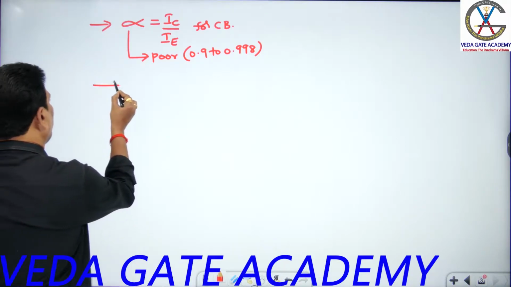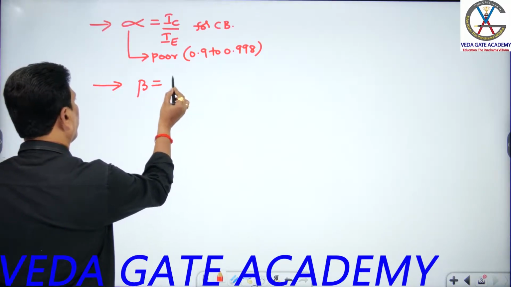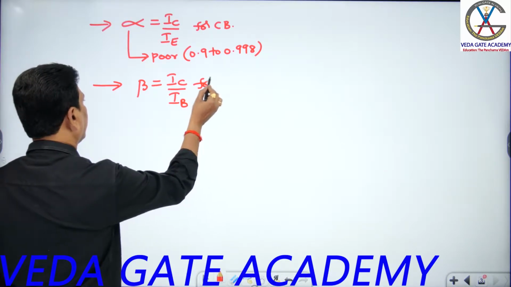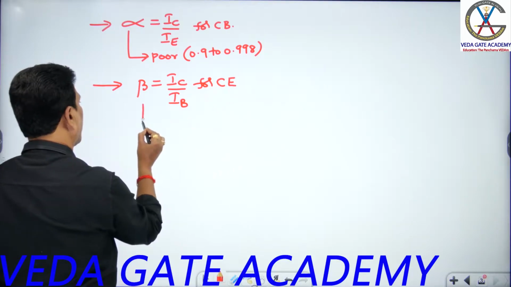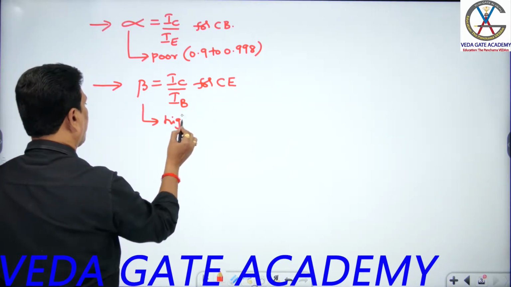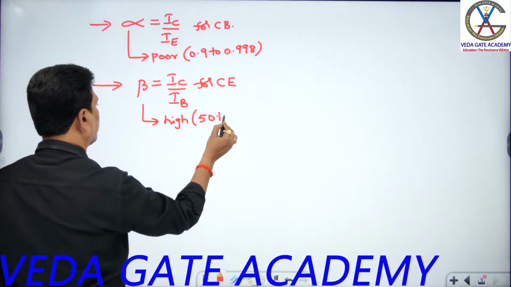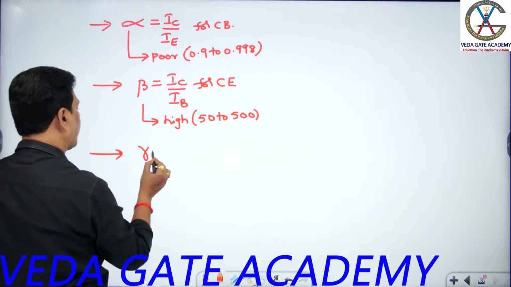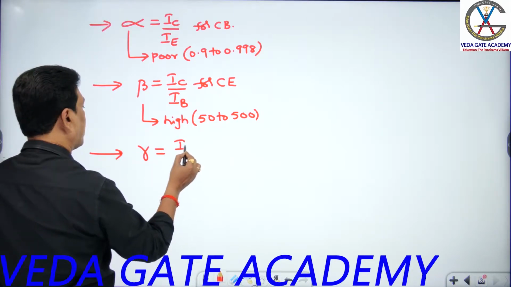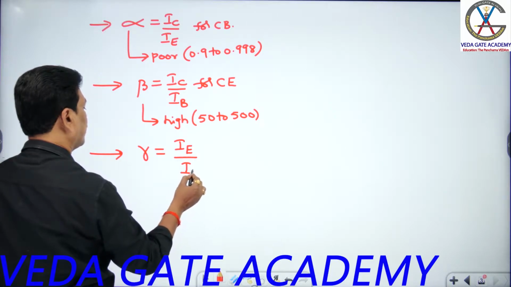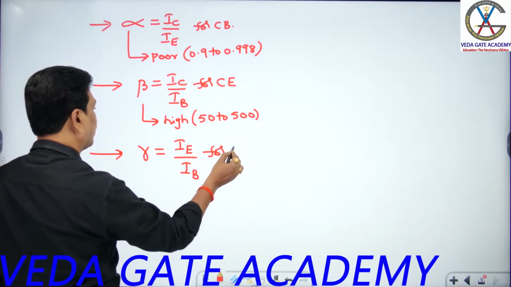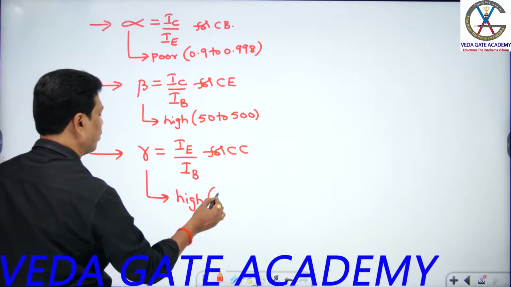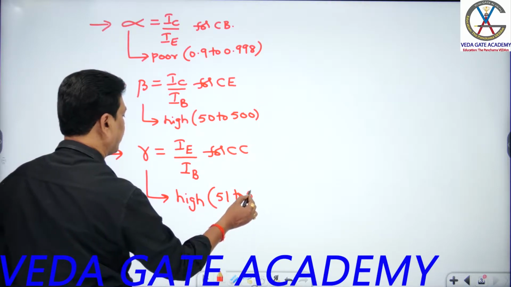Next, one more current gain you define, beta, students. Beta equal to IC by IB. This is for common emitter, you can call. It is high, you know, whose practical value is around 50 to 500, students. And one more you discussed, the common collector current gain gamma. That is nothing but IE by IB, students. This is for CC, you can call. So it is also high, you know, which is about 51 to 501, you can call.